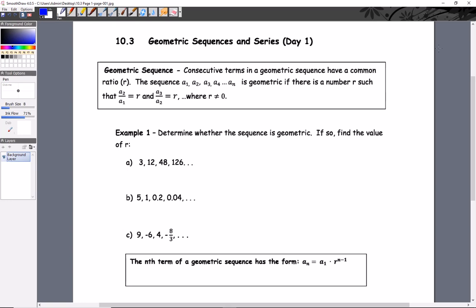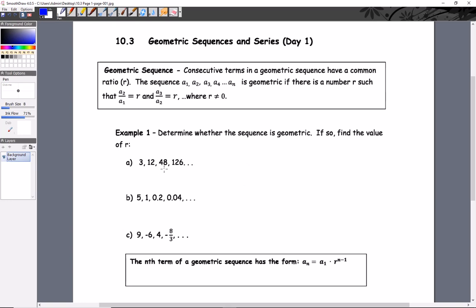Looking at geometric sequences and series today, reminiscent of arithmetic sequences, only now we are not looking for a common additive constant like we did with arithmetic. We're looking for a common ratio, which means we look at a term, not the first one, and divide the one before it into that term, which will give us a ratio.